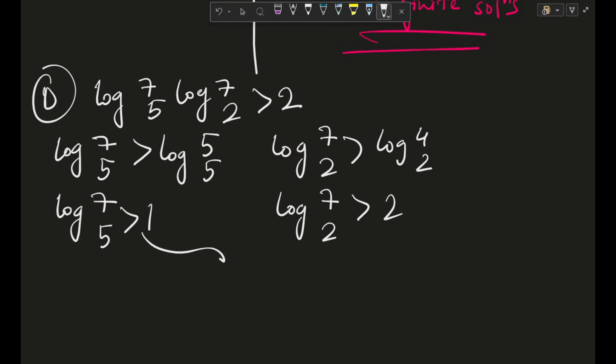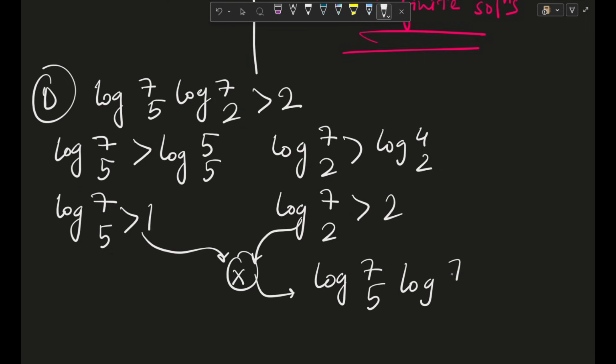So this is one inequality, this is another inequality. You multiply both of them, and what you get is log 7 base 5 times log 7 base 2 is greater than 2. So option D also is correct. I hope this question is done, guys. Good question for solving. So now I am proceeding to the next question.